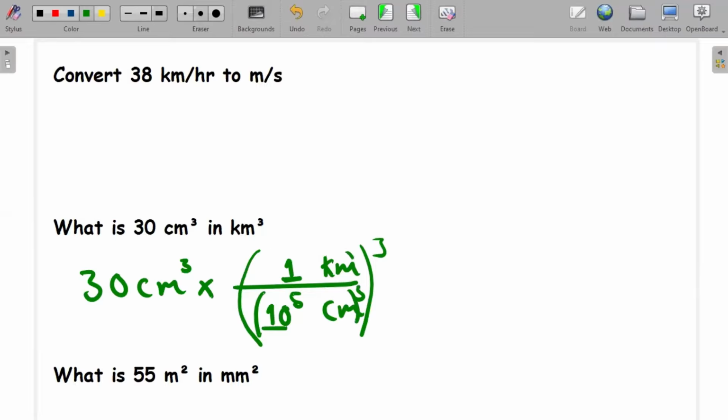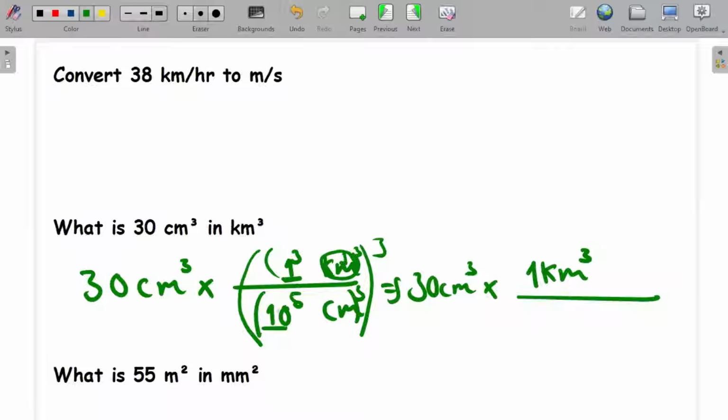I have power 3 there. Even here, I'm going to have power 3 here. That means it's the same as having 30 cubic centimeters multiplied by what do I have at the top here? I have 1 kilometer to the power 3, like that. So 1 kilometer to the power 3 is still 1 kilometer. So I'm going to have 1 kilometer to the power 3, because the unit of measurement is going to remain to the power 3, over what I have now at the bottom.